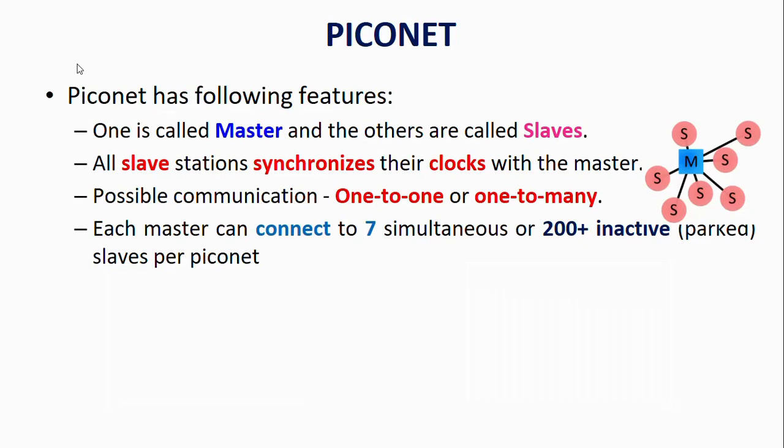There may be one station in the parked state. Each Piconet has a unique hopping pattern or ID. Each master can connect to 7 simultaneous or 200 plus inactive, that means parked, slaves per Piconet.